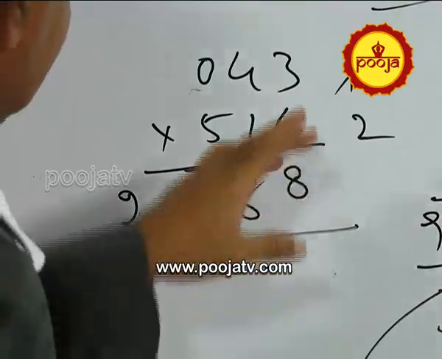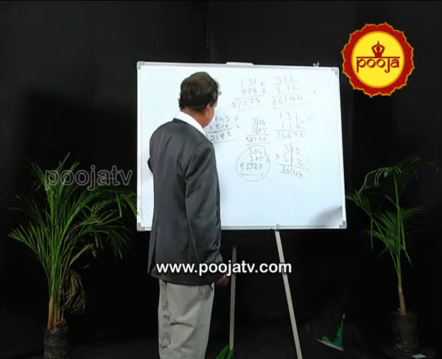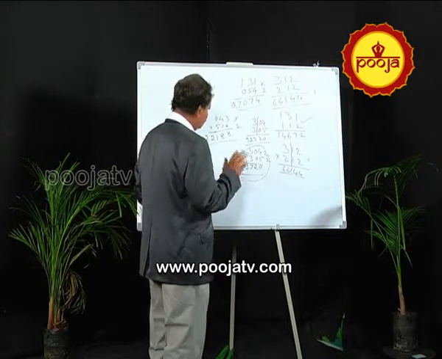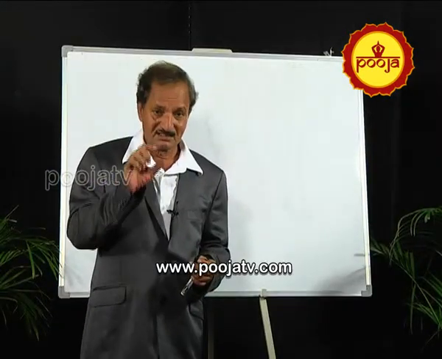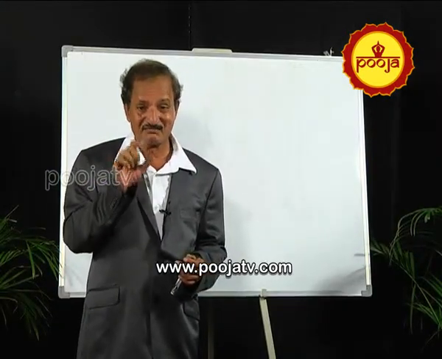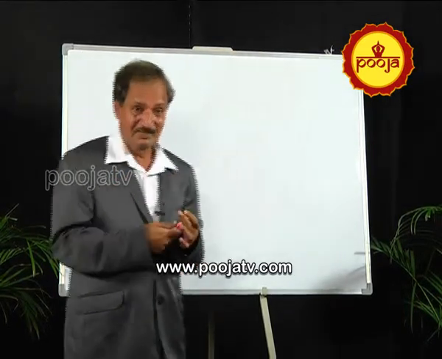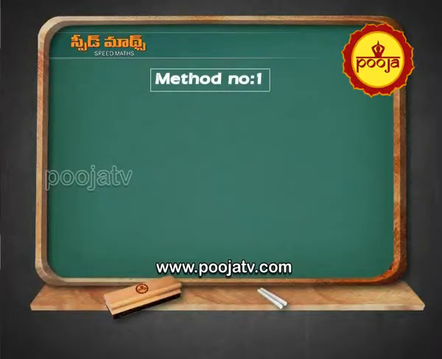So like that, when you have 3 digits and 2 digits, add 0 and do it, okay. Finally I think you are thorough with all the 4 multiplications, because these multiplications are very important. I want to show you again clearly. Please observe carefully. So method number 1.